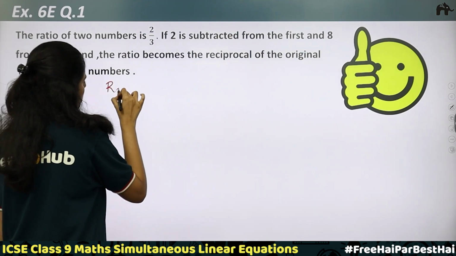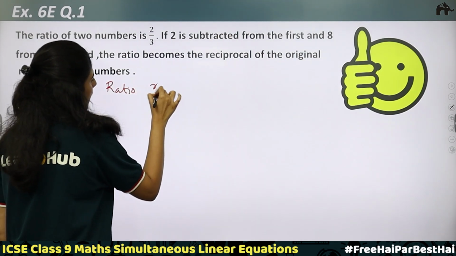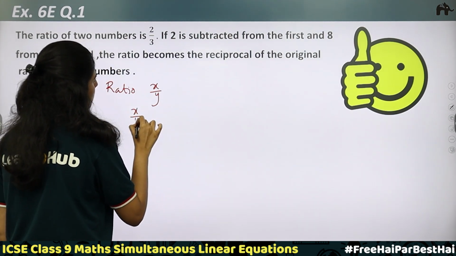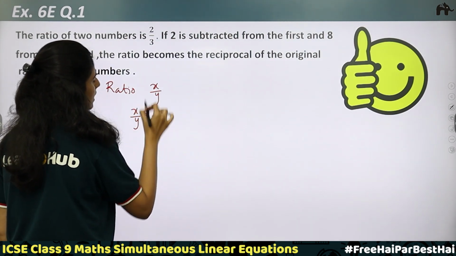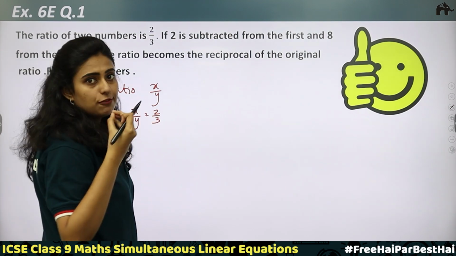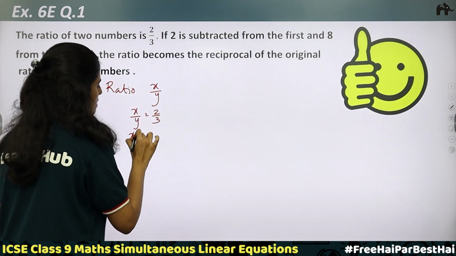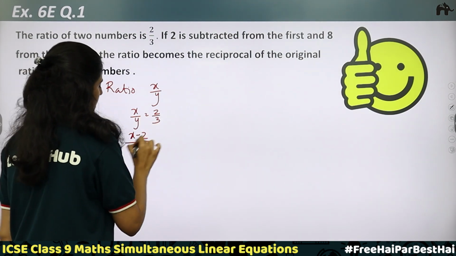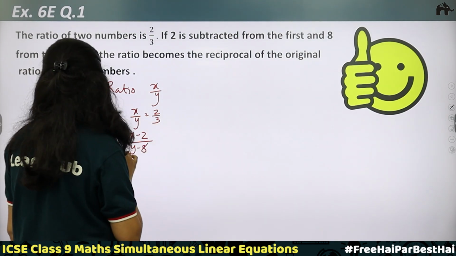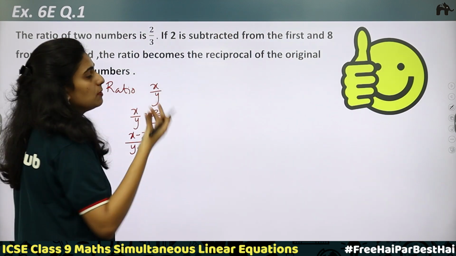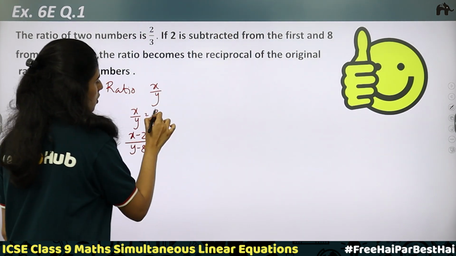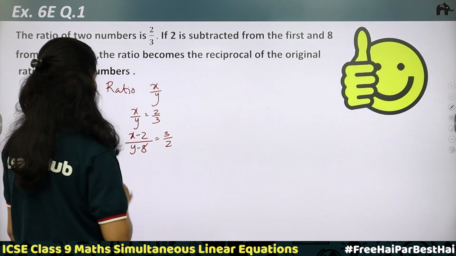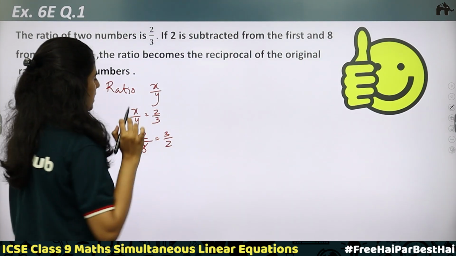So here we are given that the ratio of two numbers is 2 by 3. Let the ratio be represented as x by y. Numerator x and denominator y. So x by y is equal to 2 by 3. If 2 is subtracted from the first, means x minus 2. And 8 from the second, y minus 8. The ratio becomes the reciprocal of the original ratio. Original ratio is 2 by 3. So this becomes 3 by 2. Okay. So we have to find the numbers.